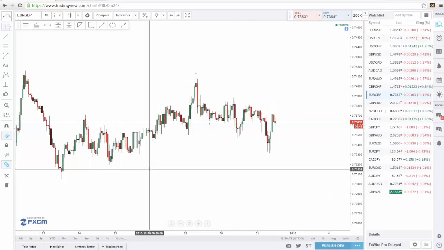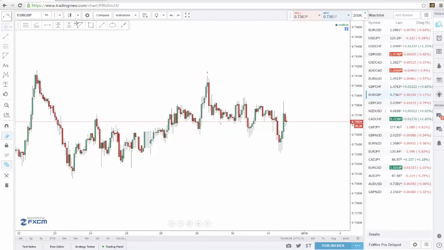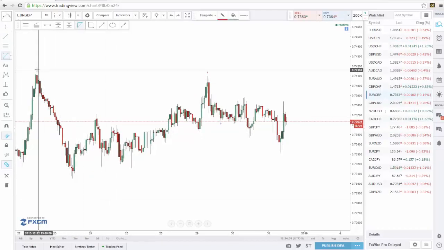Here on the Euro Pound 1 hour chart, we actually had a cipher pattern hit this morning, and it also came up to hit profits within a couple of hours of hitting our entry. I'll give you a second to see if you can spot that, and while you're looking for it, I will also show you this example of a bat pattern we took advantage of.